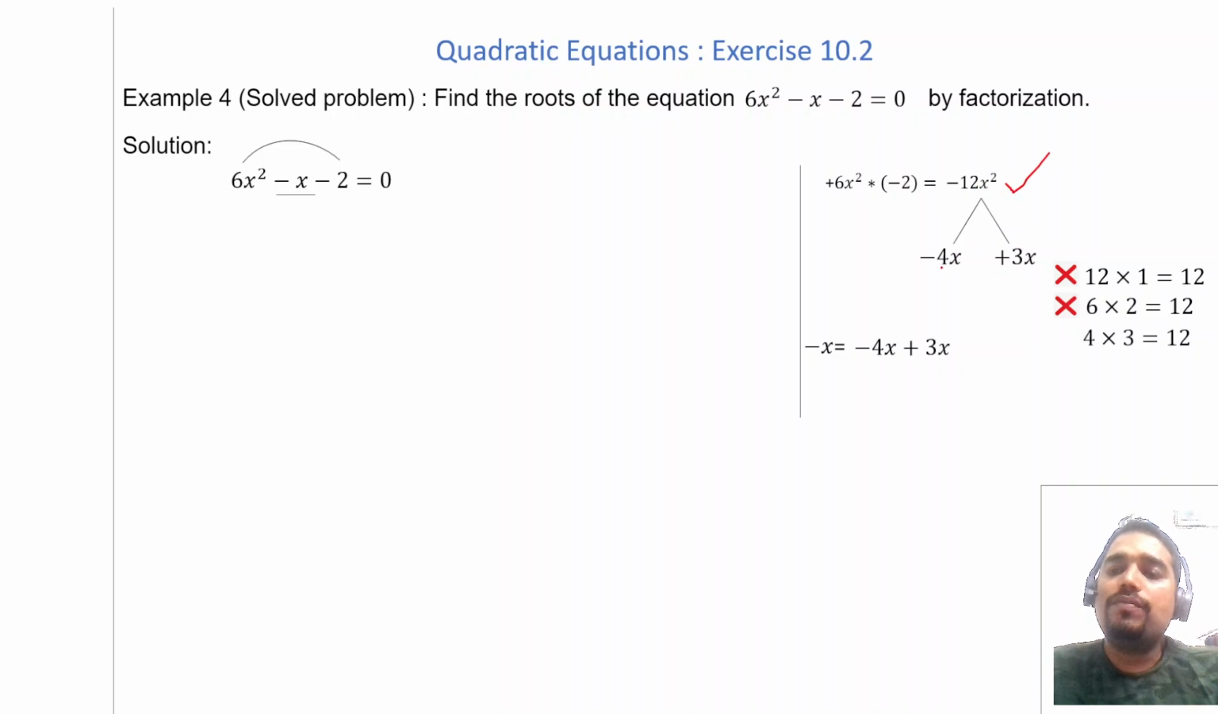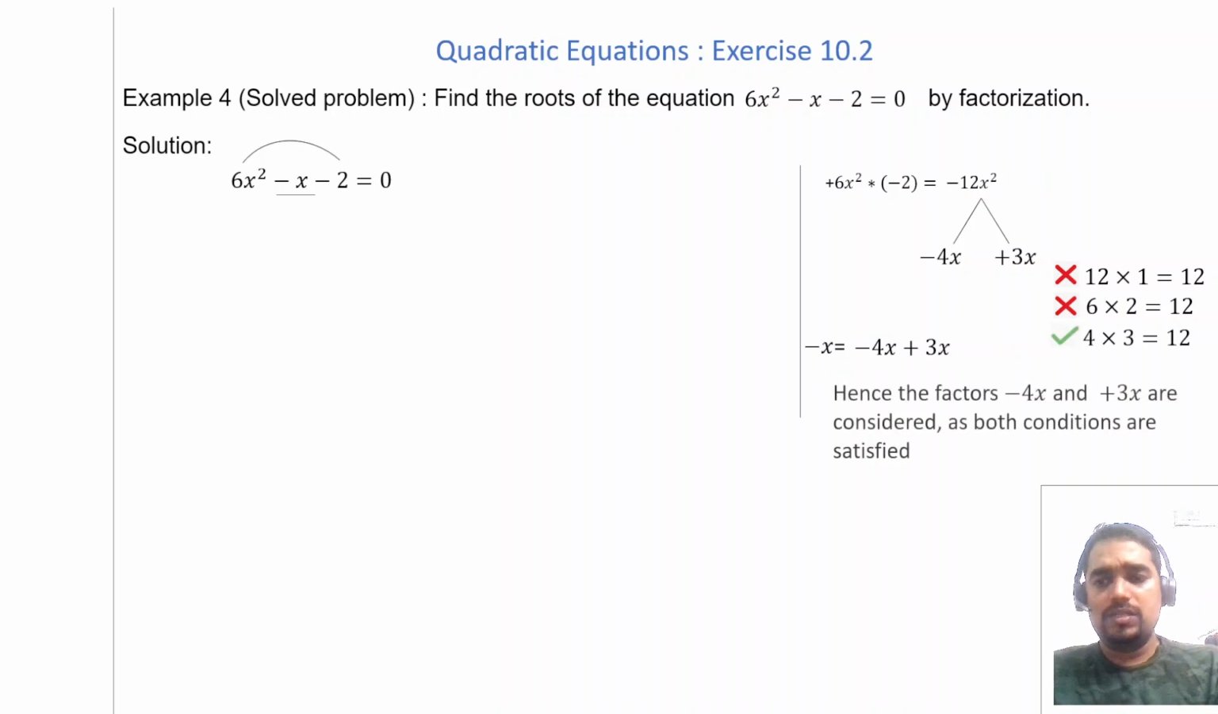So minus 4x plus 3x when multiplied, I am able to get minus 12x square. Also minus 4x plus 3x when added, we are able to get minus x. So both the conditions are getting satisfied. Once both the conditions are satisfied, the factors can be considered as minus 4x and plus 3x. That's what I've mentioned here.